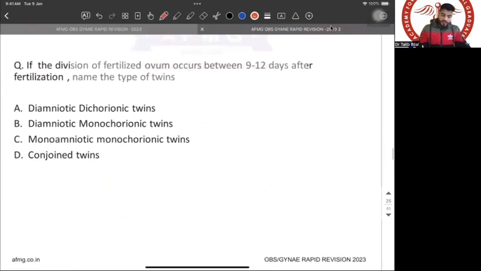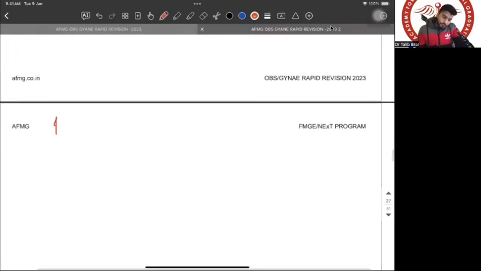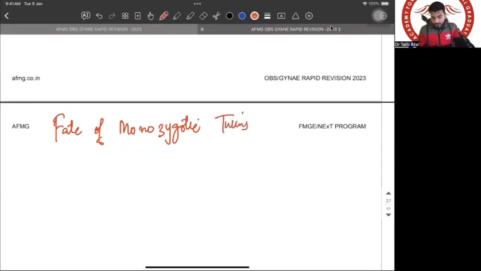Next question, guys. If the division of the fertilized ovum occurs between 9 to 12 days after the fertilization, name the type of the twins. Again, a very important question, guys, they can ask. So let's discuss the fate of monozygotic twins.